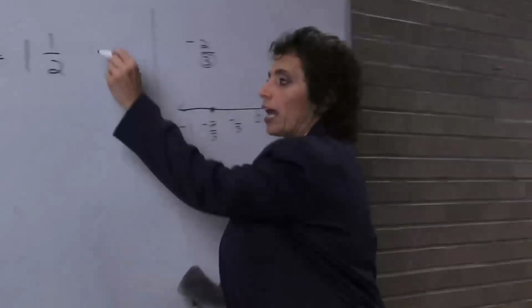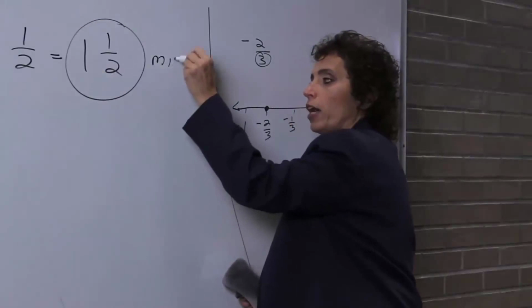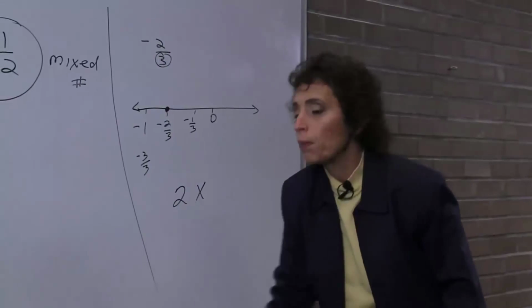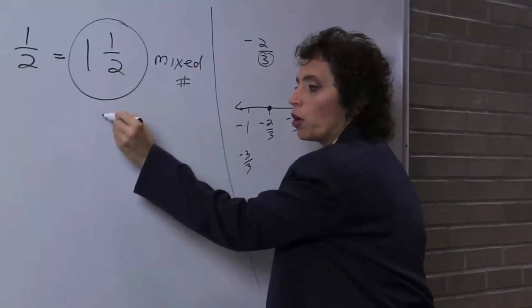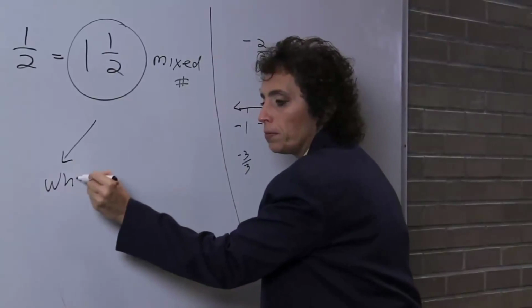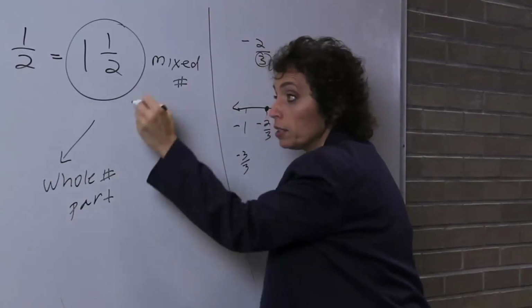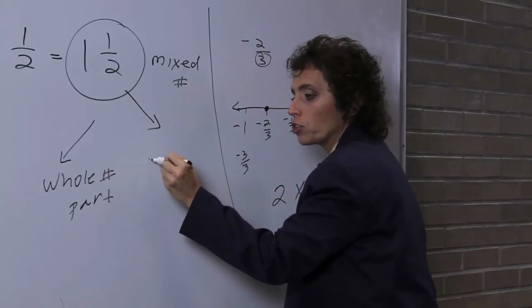And this is called a mixed number. We're going to get to this right now as I do the next problem. But a mixed number has two parts. It has a whole number part, right? And that's the 1. And it's got a fraction part.